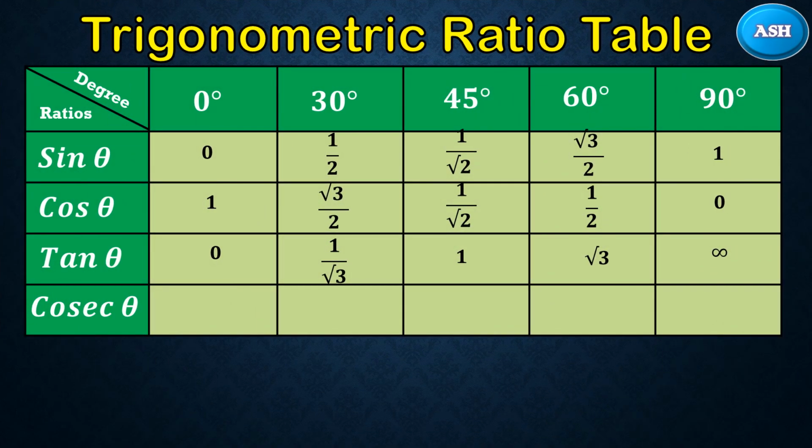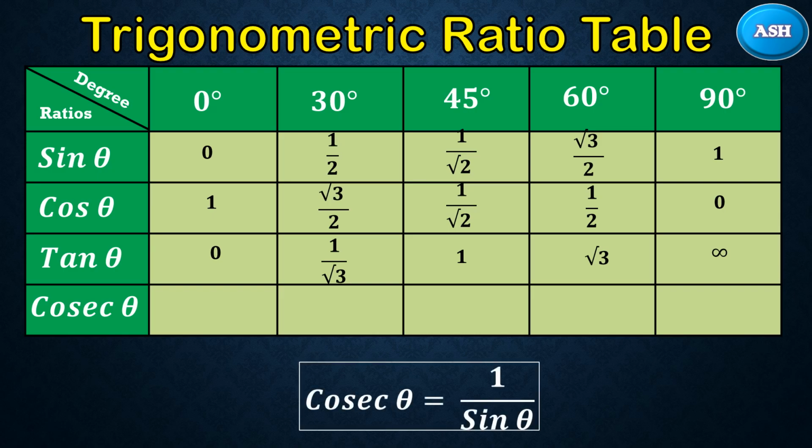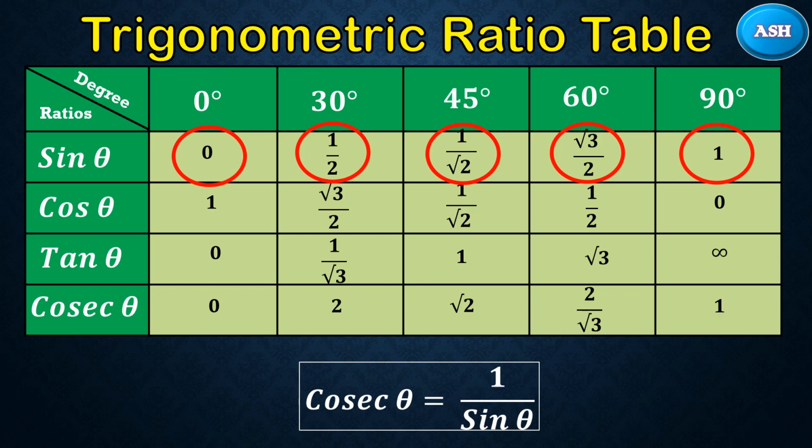Next, our fourth ratio is cosec theta. Here consider the trigonometric formula from magical hexagon. Cosec theta is equal to 1 upon sine theta. That is, cosec theta is inverse of sine theta. So with respect to this, cosec 0 is equal to 0. Cosec 30 is equal to 2. Cosec 45 is equal to root 2. Cosec 60 is equal to 2 by root 3. Cosec 90 is equal to 1.